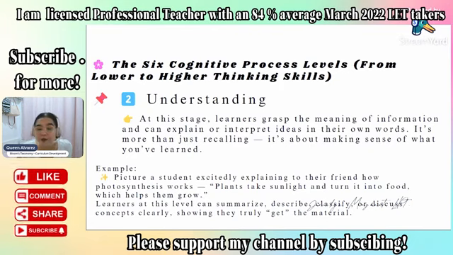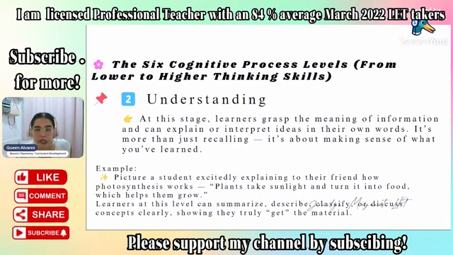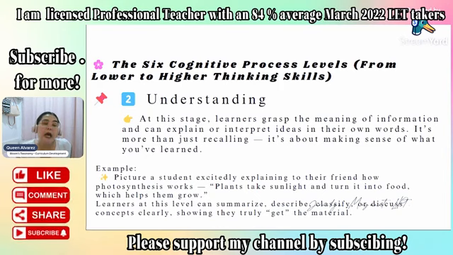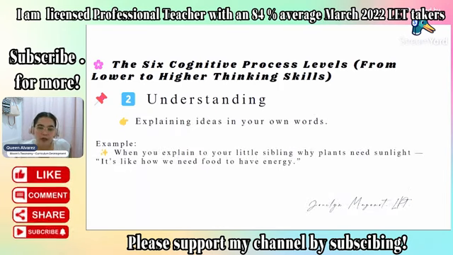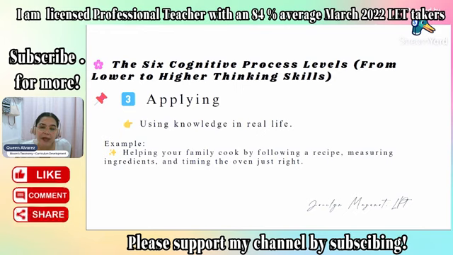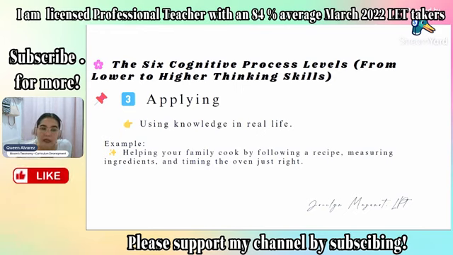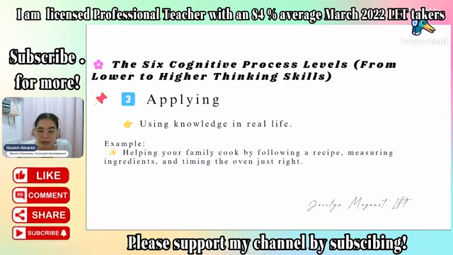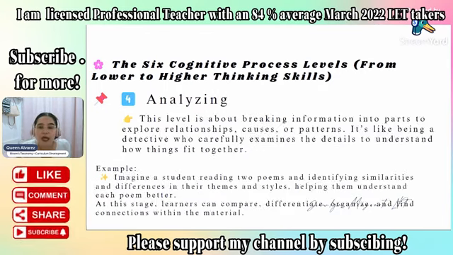Actually, in the original context of the taxonomy and the revised one, the only change is the higher order thinking. In the original, that is the evaluating. However, in the revised, that is the creating. Okay, so stage 3 is applying. In this stage, the students are able to apply their knowledge, and we have analyzing. The students here are able to break information into parts.